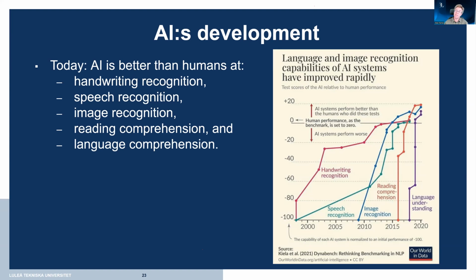But you can also see that the speed of how humanity solves these various problems increases. So language understanding only took, depending, of course, on how you define when we started looking at it, just a few years, and it's better than humans.